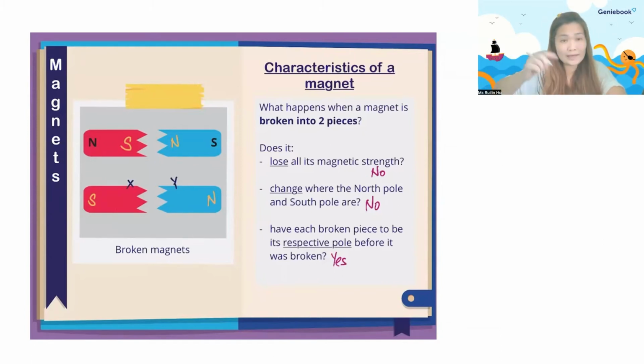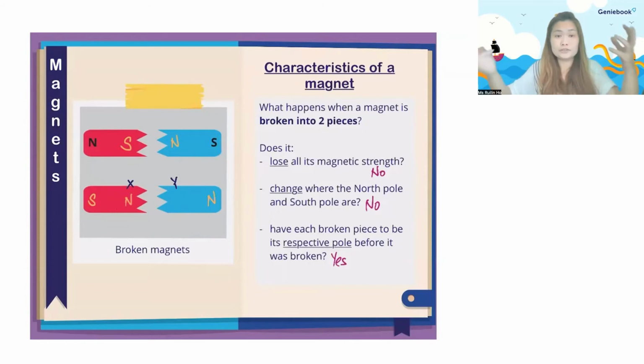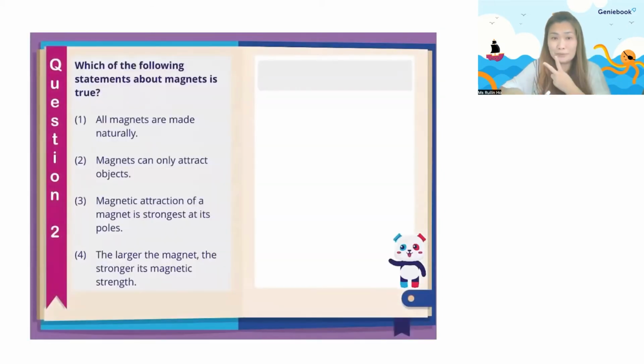So X will actually be the north, like what we understood earlier. You're broken down into its own individual two magnets. So X will be the north, Y would be the south. All right, so let's move on to the next one. That will be our bubble question number 2.